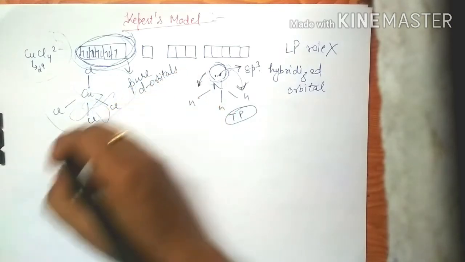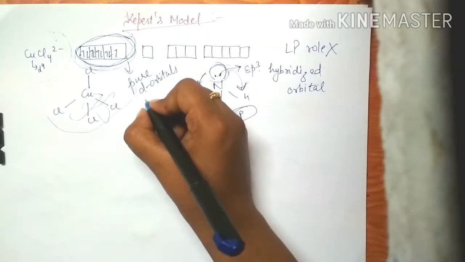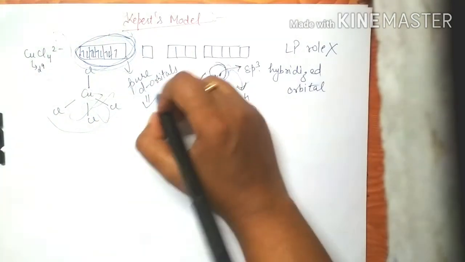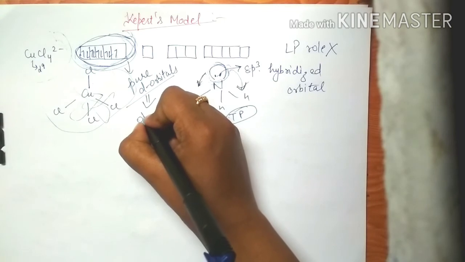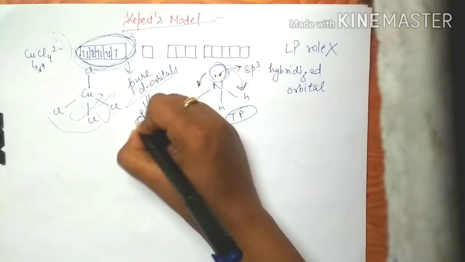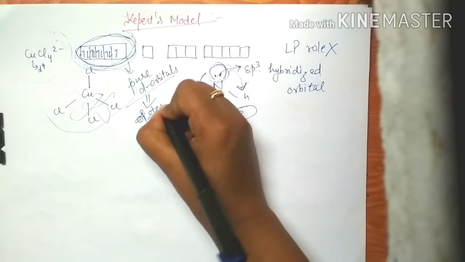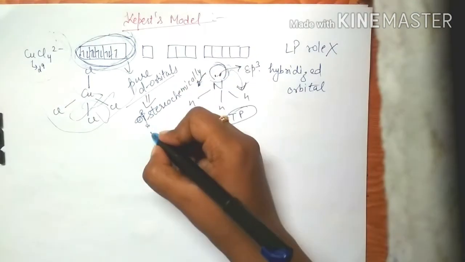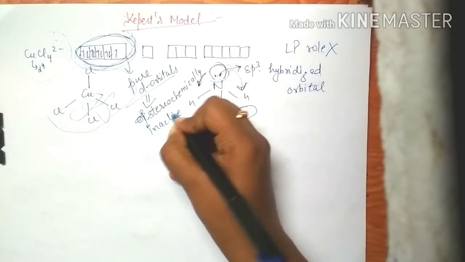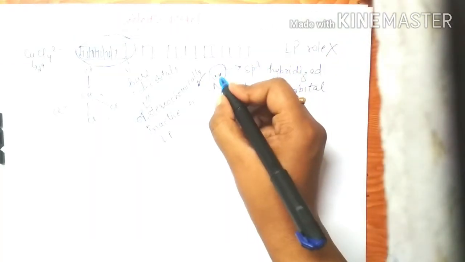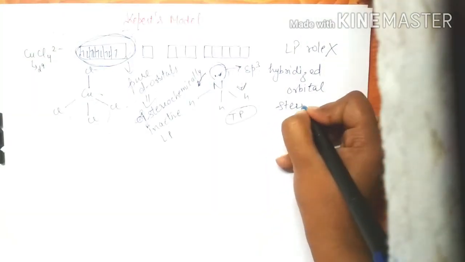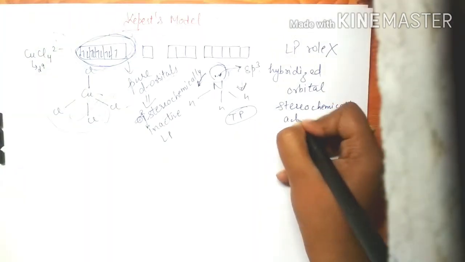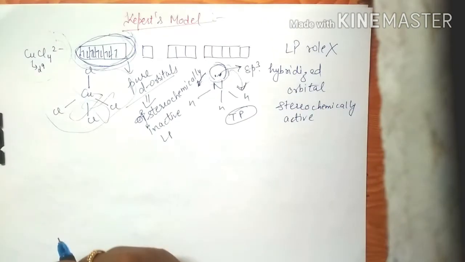whereas in the case of CuCl4 these d orbitals are present, but these are actually stereochemically inactive lone pairs. The lone pairs which are present in any of the pure orbitals are basically stereochemically inactive, whereas this lone pair is a stereochemically active lone pair. So what do I mean by that?